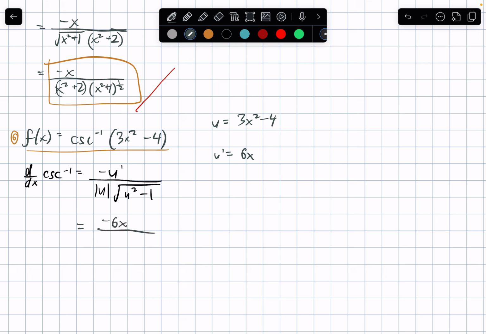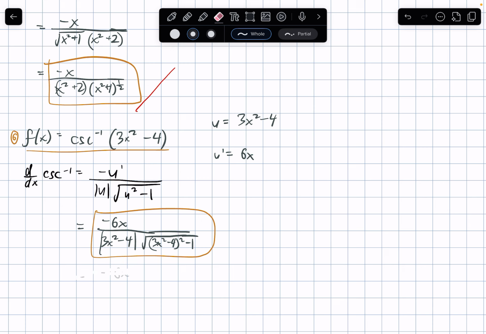So negative u prime is going to be negative 6x. And then u itself is going to be 3x squared minus 4. And then under the radical sign, we have that. So what's next? What do we do with the absolute value? Usually we don't do anything to it anymore. And actually, according to the answer key, this is already the final answer. No need to simplify further. Okay. Number 7.